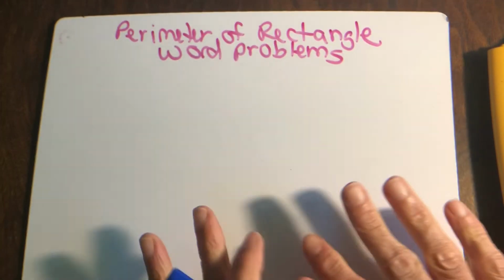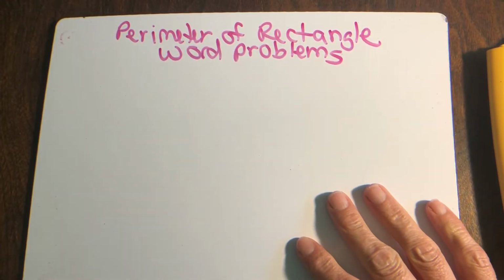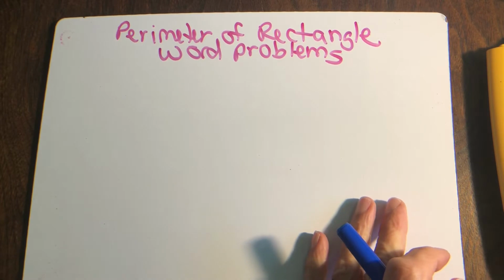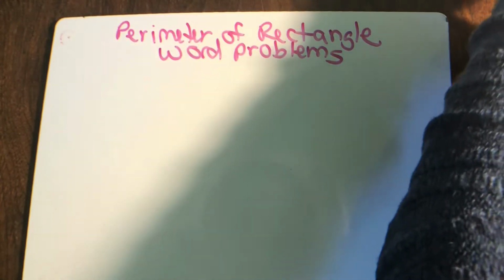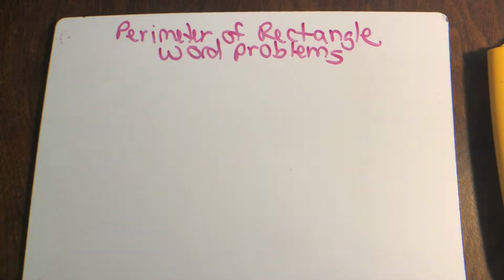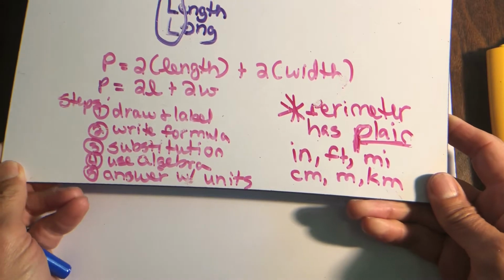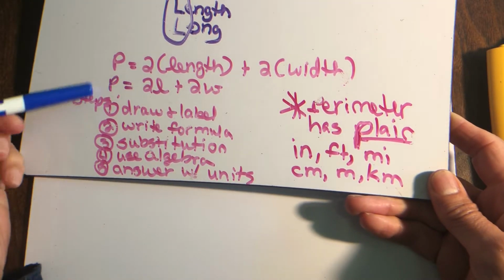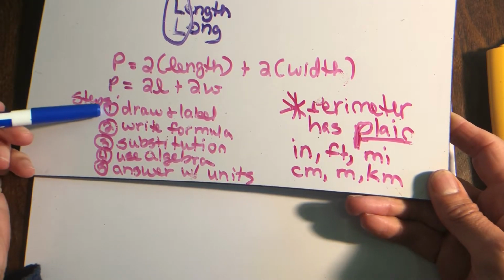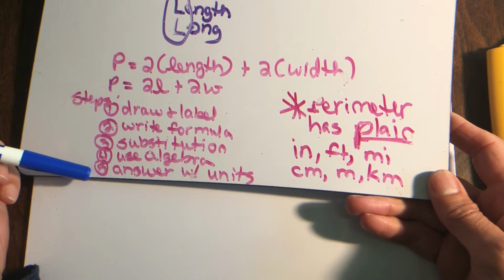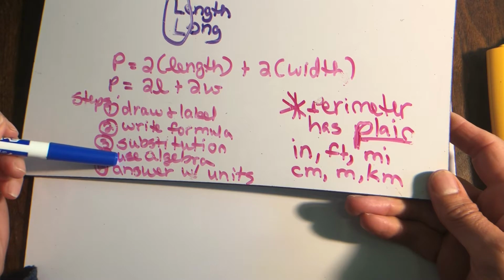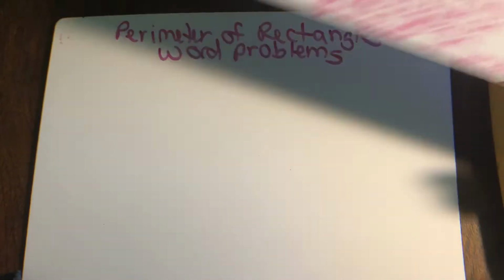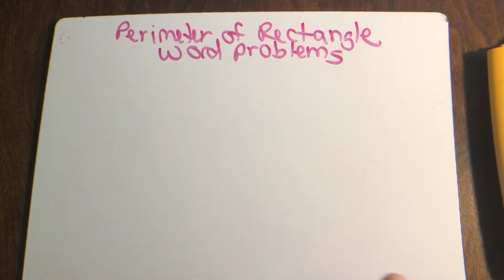Let's continue with perimeter of a rectangle using word problems. The last few problems we did were so very straightforward, and we talked about converting those unit lengths and things like that. But we're going to follow our same procedure that we introduced in the first of this video series. Draw and label, write your formula, substitute, use algebra if you have to, and write your answer with units.